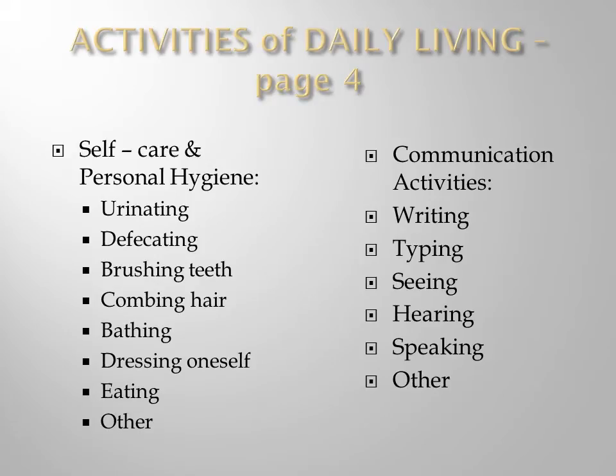Okay, so the activities of daily living are described on page 4 of the AMA guides, and there are several categories. You're familiar with these, but let's just consider them one by one. If you consider the activities of daily living involved with self-care and personal hygiene, that includes urinating, defecating, brushing teeth, combing hair, bathing, dressing oneself, eating, and then other activities not listed here that would be related to self-care and personal hygiene.